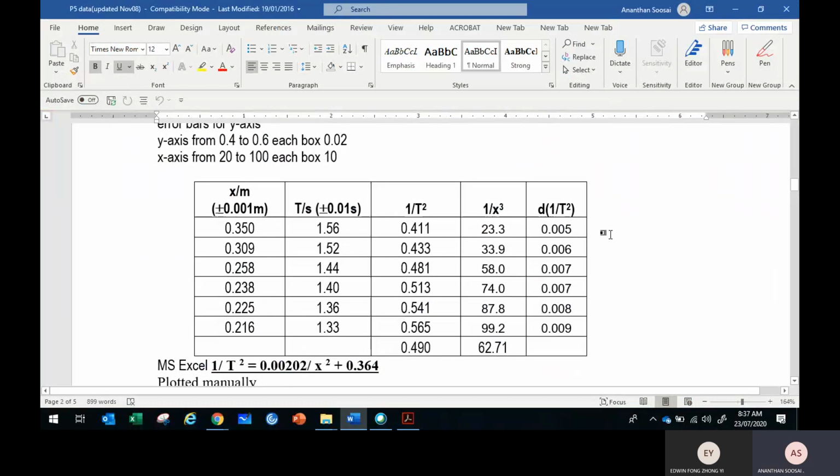T square. Change of 1 over T square. Why should the second method work? I've been teaching this concept for more than 12 years, no problem. So there are two methods, and the second method should also work. So the choice is yours.